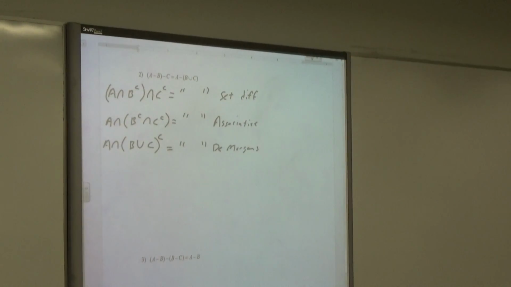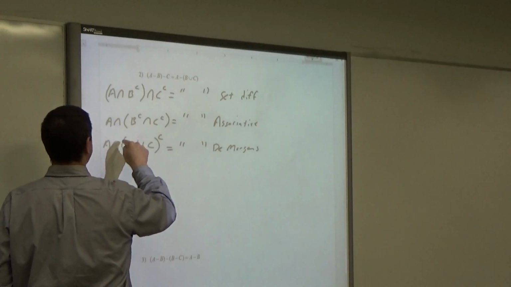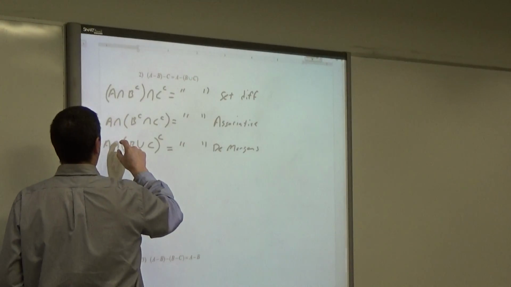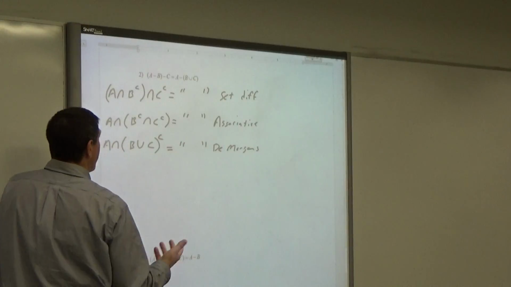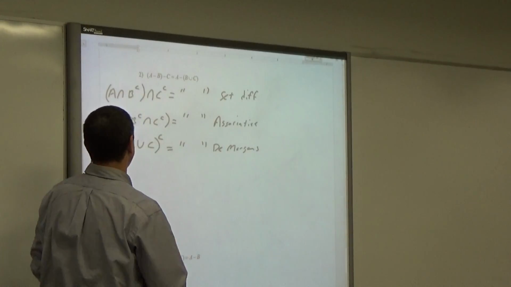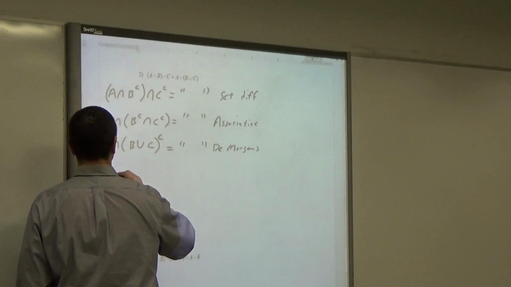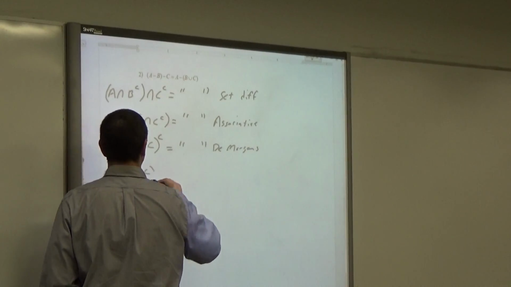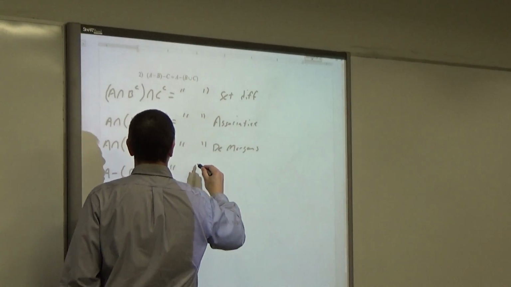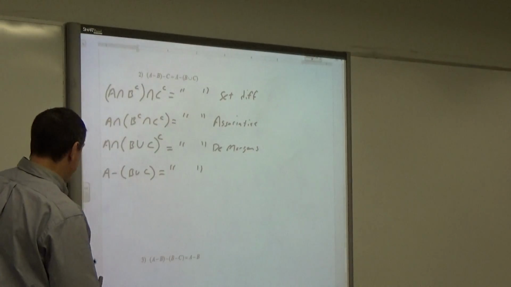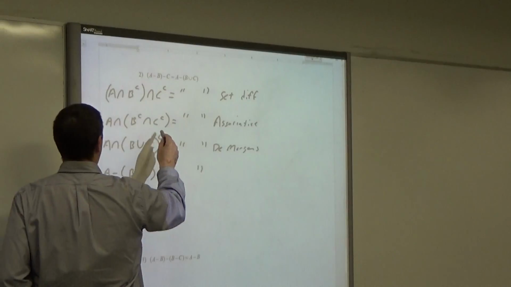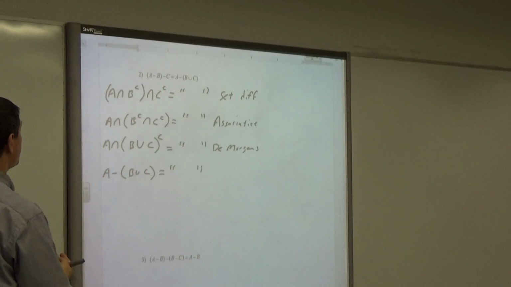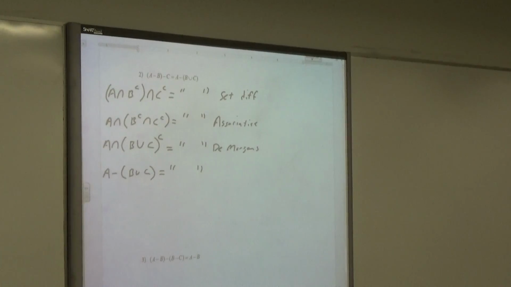Set difference, right? Are we done? Because we have A intersect something complement. So anytime you have intersect complement, that's the very definition of what the set difference is. So would you write it as A minus the quantity of B union C? Again, guys, anytime that you have intersect complement, all you have to do is change that into set difference law. That's all that is. So this is our set difference.